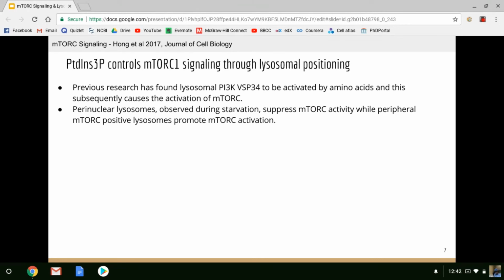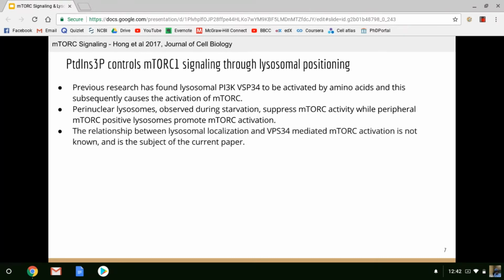Perinuclear lysosomes, which are observed during states of starvation, are associated with decreased mTORC activity, decreased lysosomal fusion, and decreased autophagy, while peripheral mTORC positive lysosomes are known to promote mTORC activation.